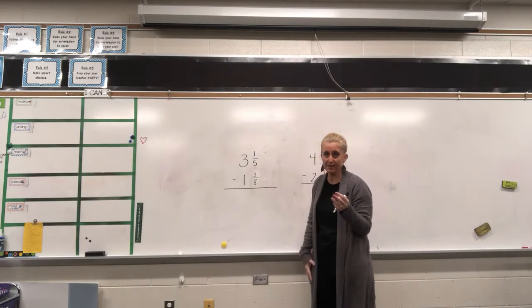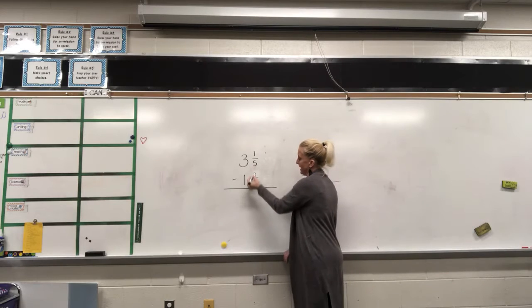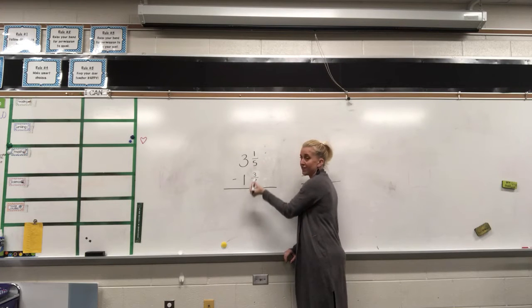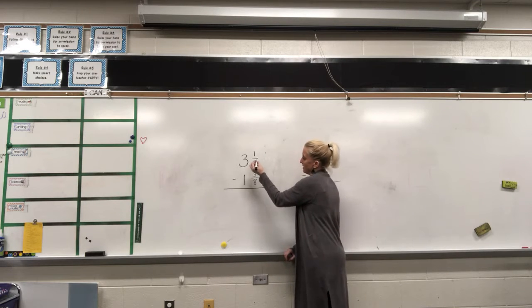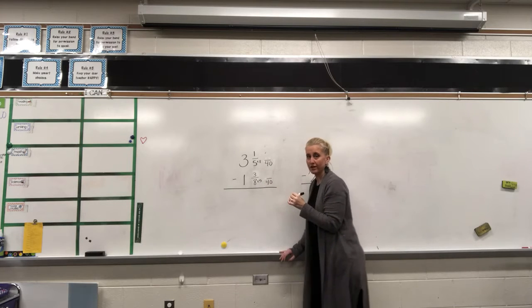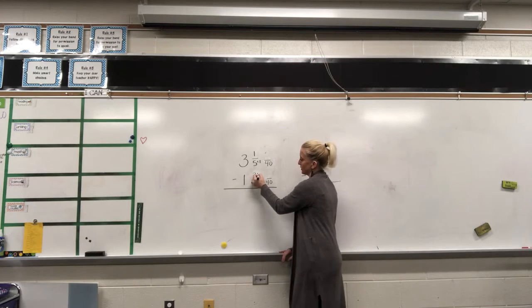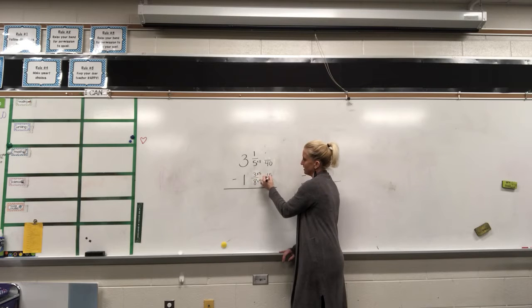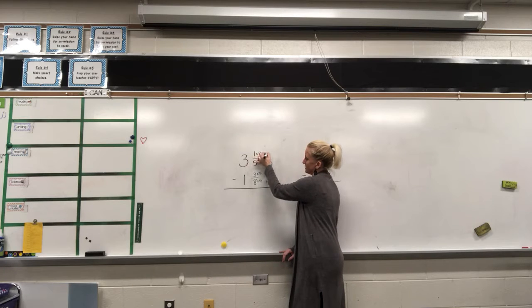We need to get common denominators first. So I cannot change my 5 to an 8 by doing 5 times something. So instead, I'm going to do 5 times 8 is 40, and I'm going to do 8 times 5 is 40. And then I get my common denominator of 40 for both of them. So then 3 times 5 is 15, and 1 times 8 is 8.